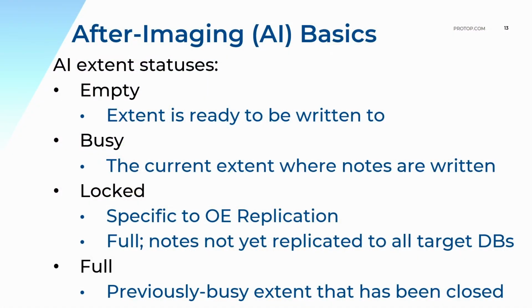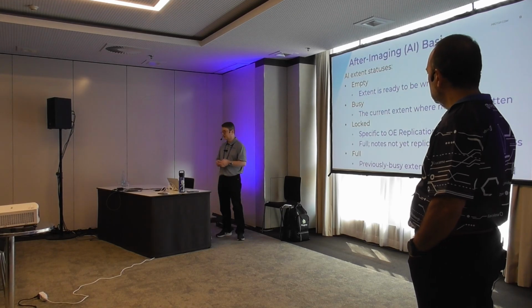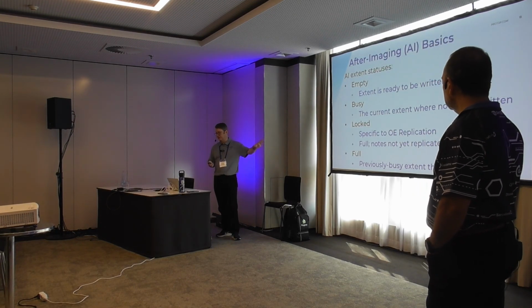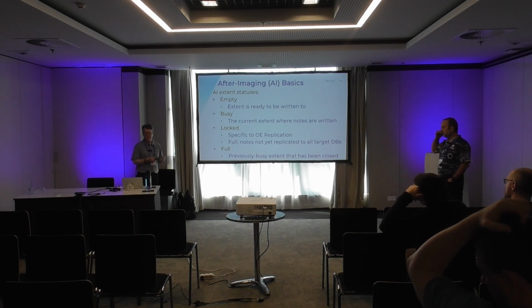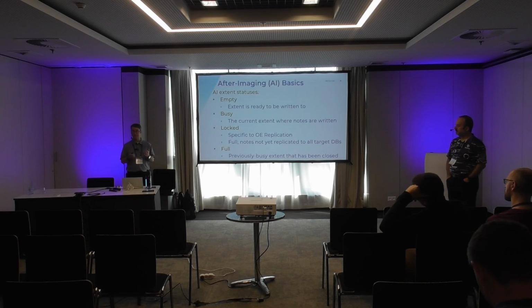So I mentioned the fact that we have multiple AI areas or extents. They're really one extent areas, so you can use the term synonymously in this case. And every extent has a status associated with it. And there are 4 possible statuses, and those are empty, busy, locked, and full. The locked status is specific to OE replication, so if you're not using that, you could ignore that status. An empty extent is ready to be used, but is not being written to yet. There's only ever one extent being written to at a time, and that's the busy extent.